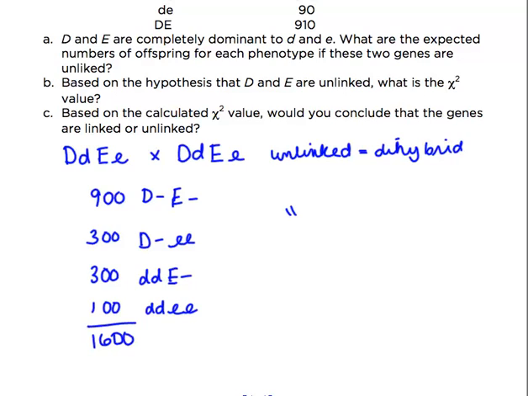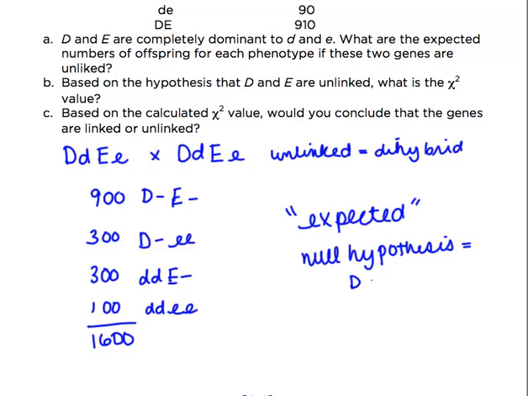So for the chi-square analysis, these are our expected numbers, if using the null hypothesis that our genes are unlinked. So the null hypothesis is that D and E are unlinked. Okay. Now for part B, it said based on the hypothesis that these genes are unlinked, what is the chi-square value?